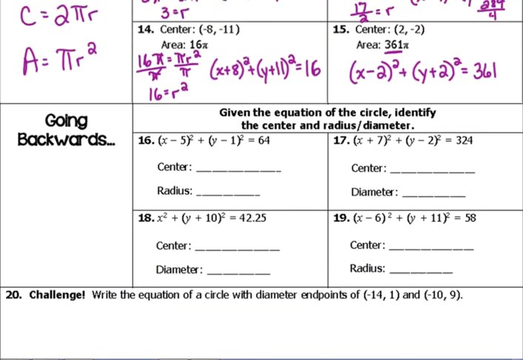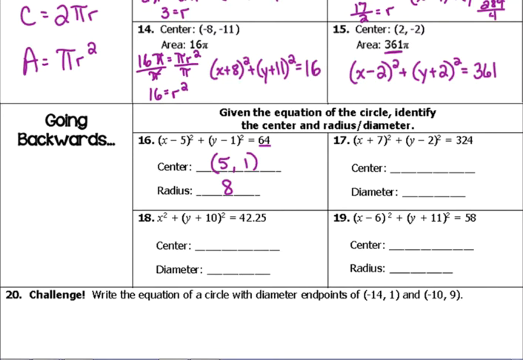All right, let's look really quickly at number 16. I'm just going to do one of these because it's pretty easy. If you're given the equation, you've got to be able to tell me what the center and the radius or the diameter are. So you've got to pull it out. When you pull it out, you've got to change the sign because we changed the sign when we put it in, right? So this would be (5, 1) as the center, and that's equal to r squared. So the square root of 64 is 8. So the radius of that one is 8.